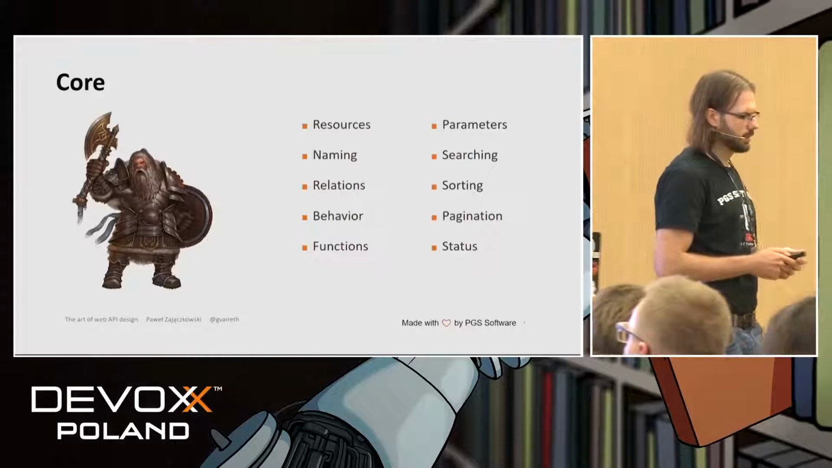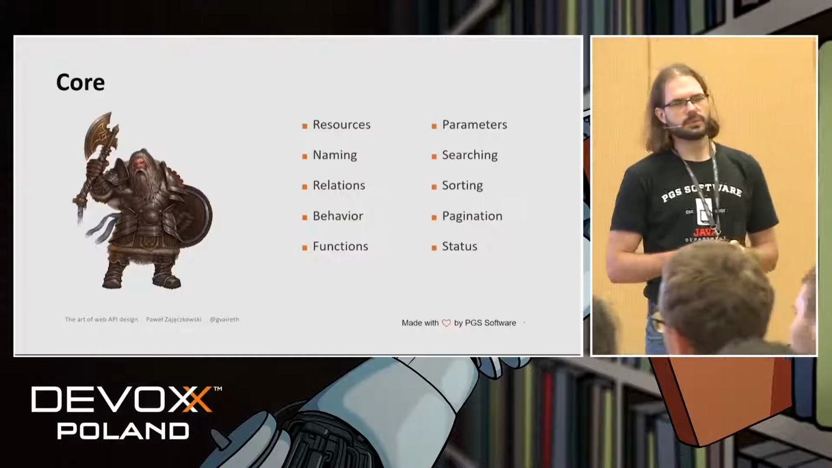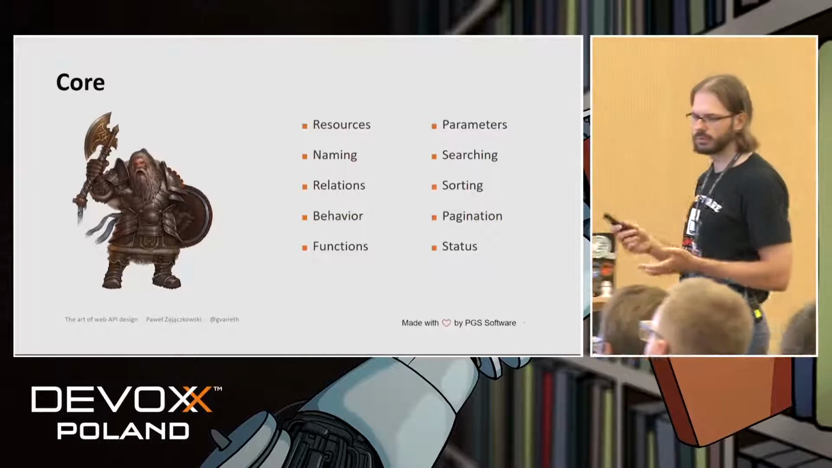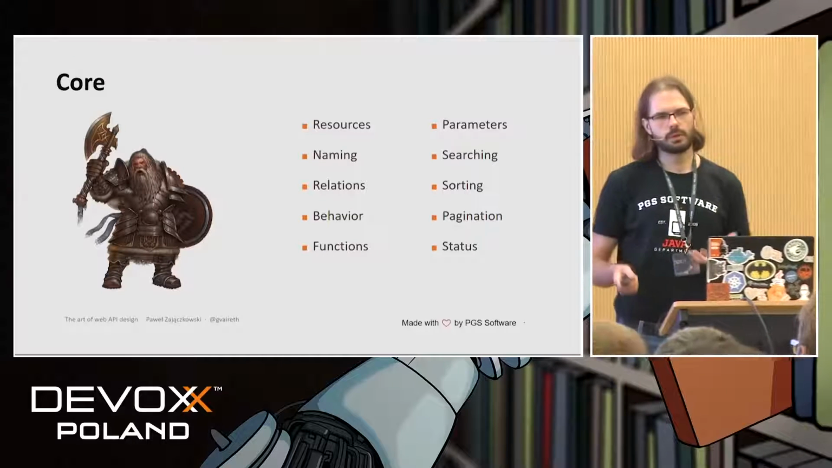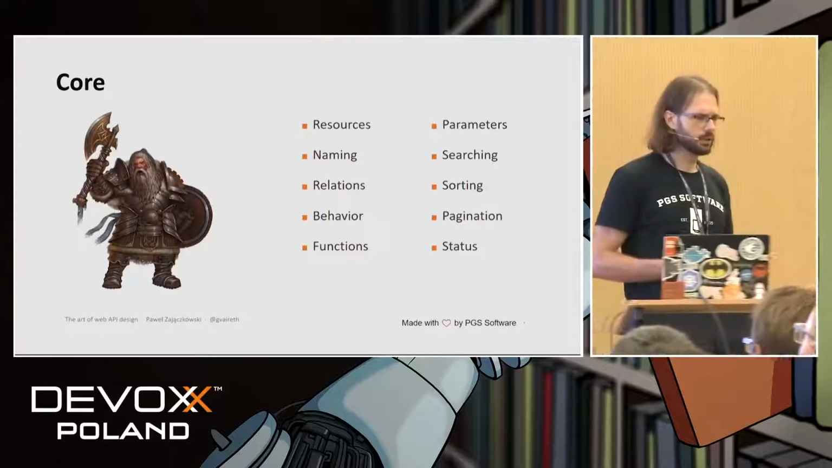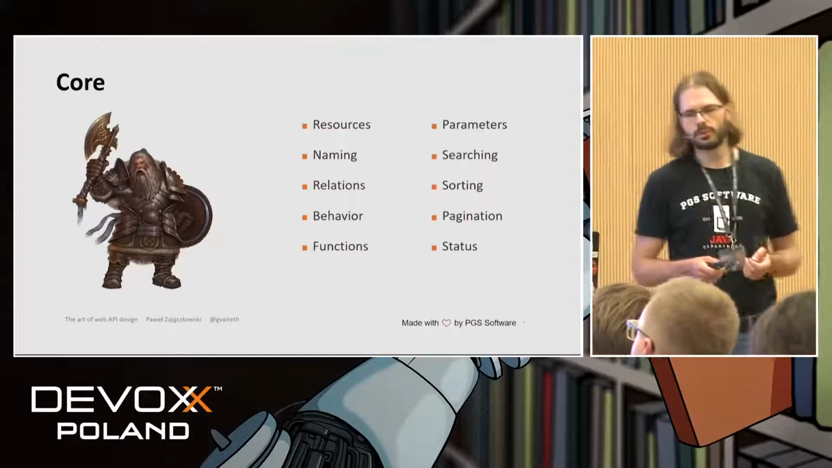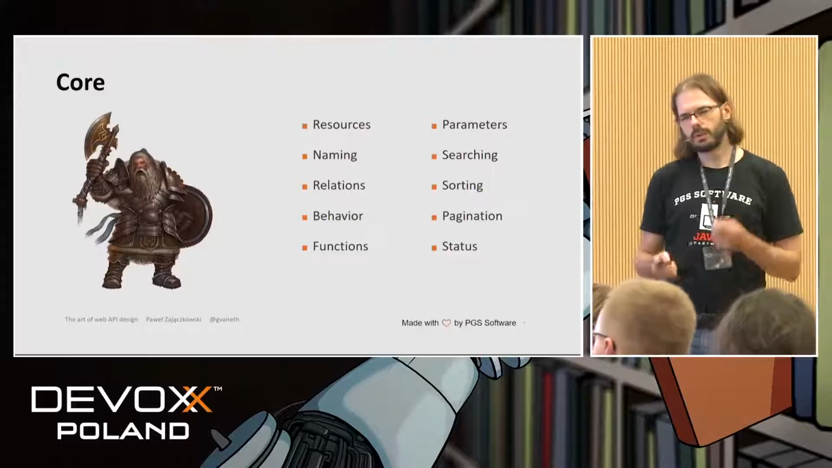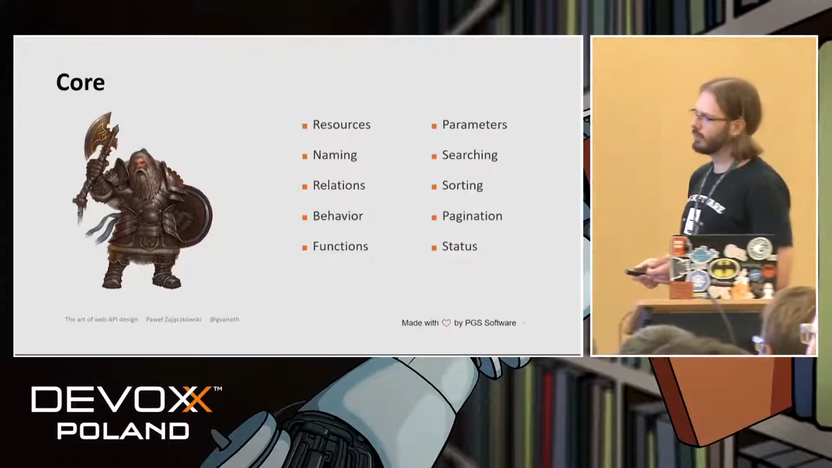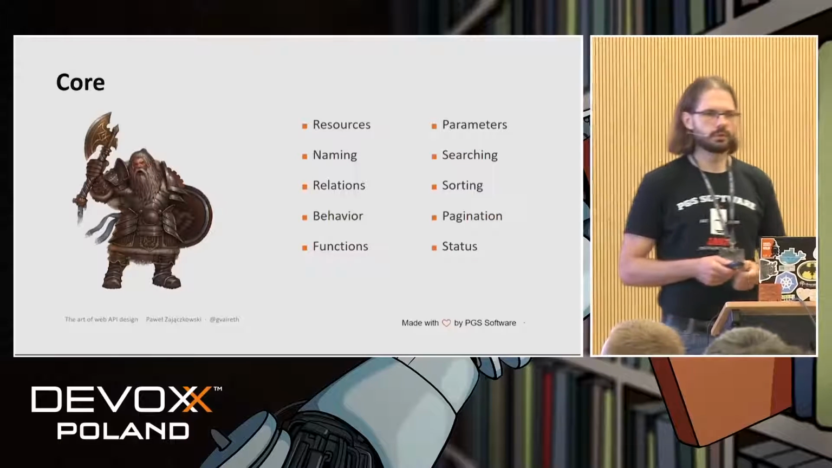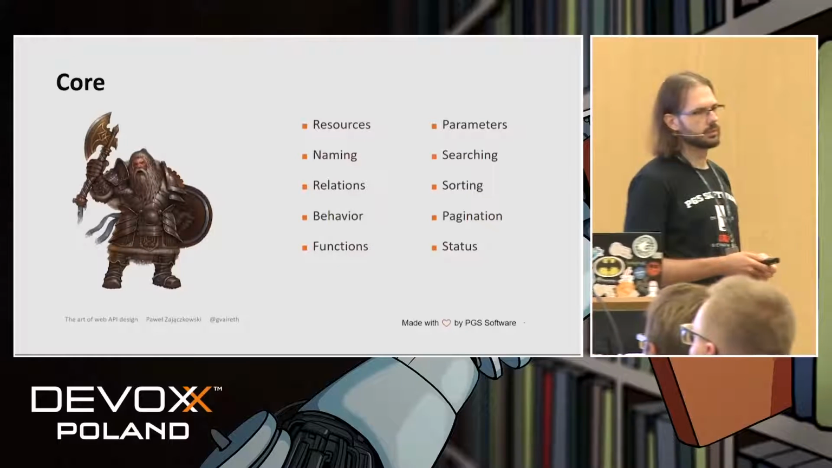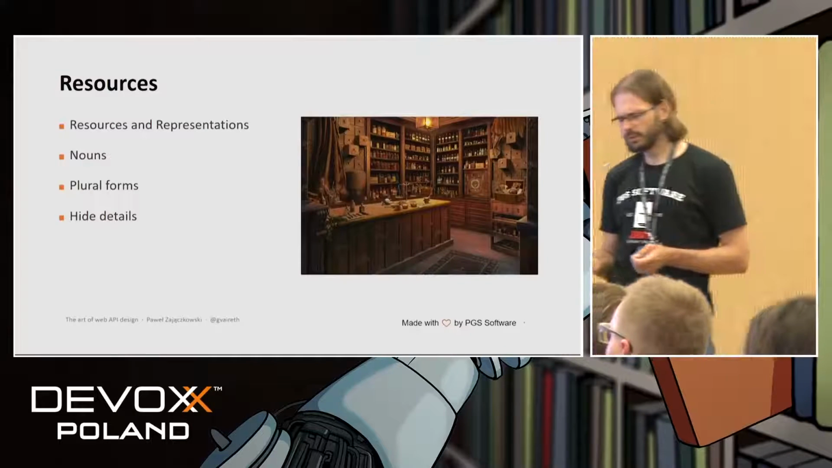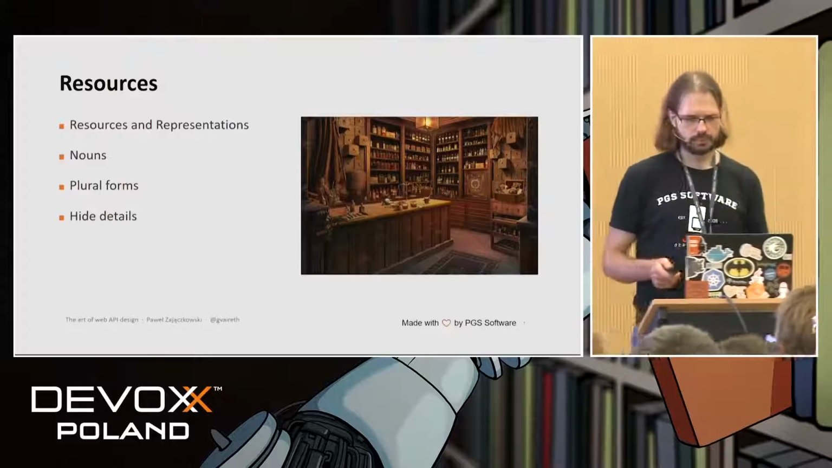Okay, that was a bit of theory. Now practice, so the business stuff. We talk about resources, naming, relations between resources, the behavior of particular HTTP methods, depending on whether we have a collection or single objects. About functions, because REST is about nouns, so how to deal with functions then. How to parameterize requests so that we can operate efficiently on collections, and how to handle status and, as it sometimes happens, errors.